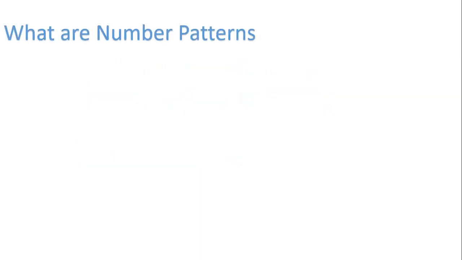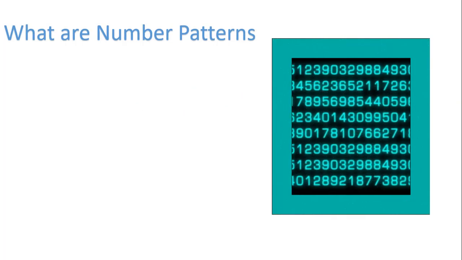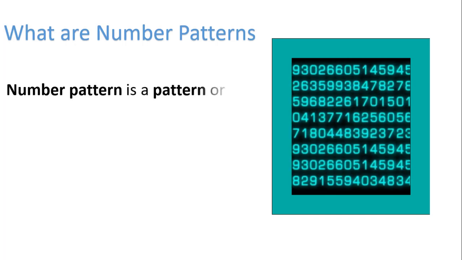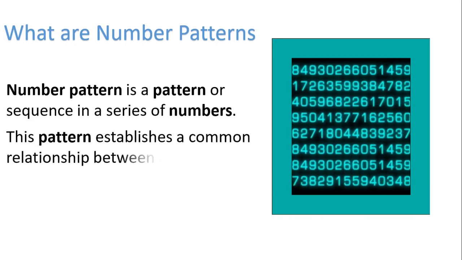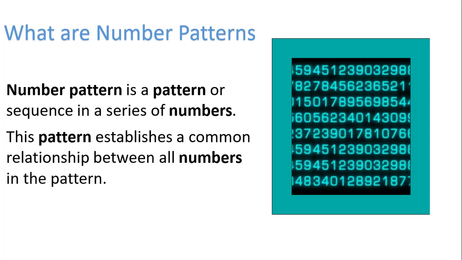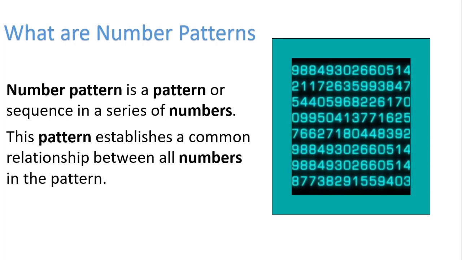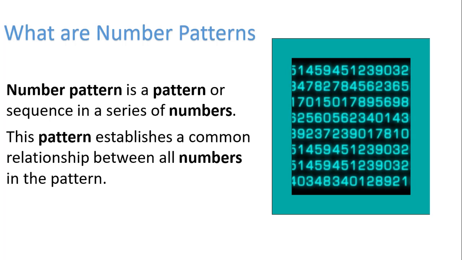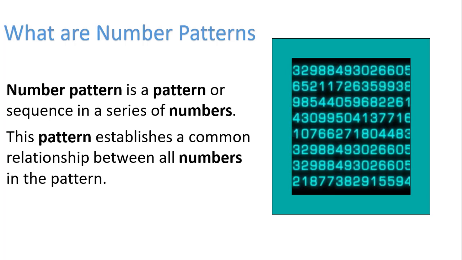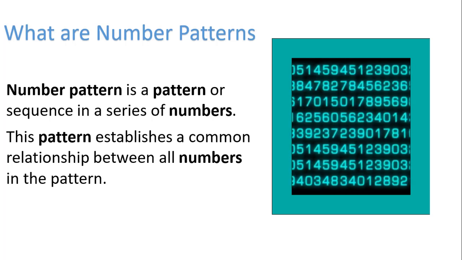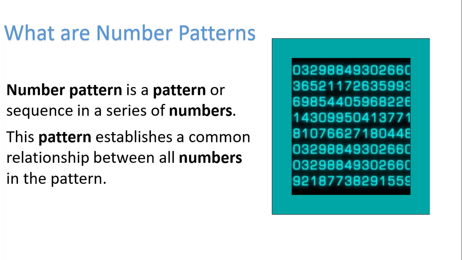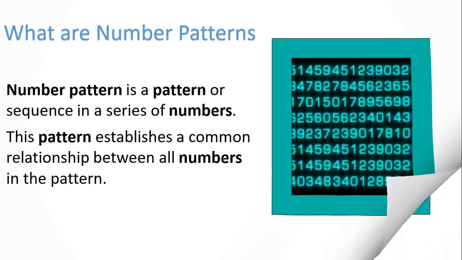So, what are number patterns? Well, Wikipedia defines a number pattern as a pattern or sequence in a series of numbers. This pattern establishes a common relationship between all numbers in the pattern. In other words, how I get from the first term to the second term and the second term to the third term, there's a specific relationship there.